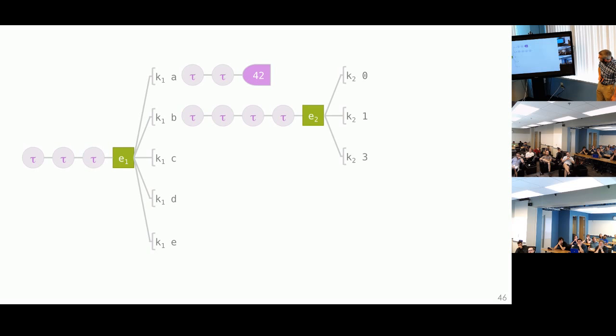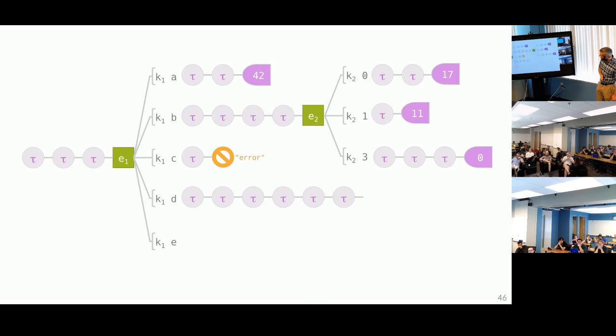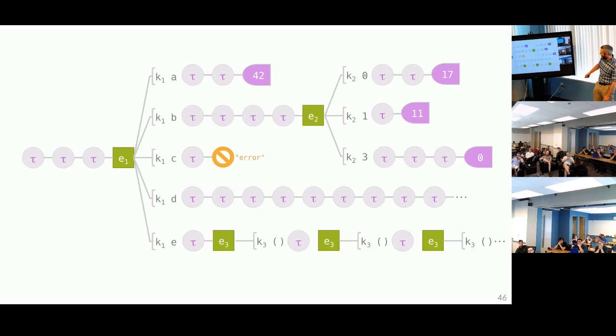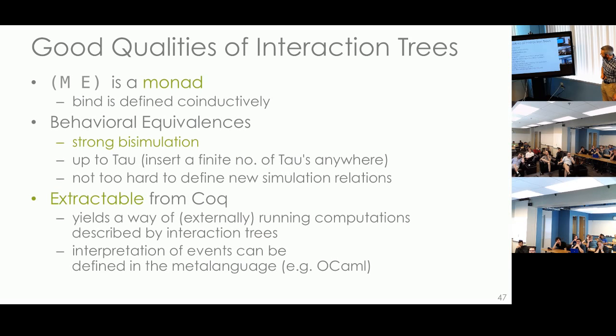Okay, so this is kind of a picture of what these things are. Basically, they're infinite trees where these green boxes denote interactions with the outside world, and you get a response from the outside world and apply the continuation to that response. They can terminate with some answers by returning, and then by encoding various things in the return type, you can add errors and layer monadic effects on top of these things.